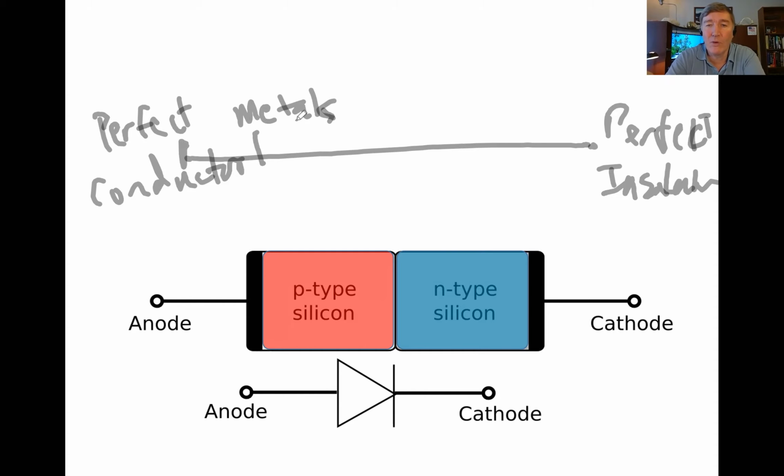And something like rubber or wood, that's over here. Well, actually wood's a special case because wood depends on the moisture content of the wood. But let's say rubber or glass. Okay, so rubber or glass, those are over here. Those are really good insulators, but they're not perfect insulators. Okay, so when most people think of the word semiconductor, they think, well, okay, it's some material that's somewhere in between, right?